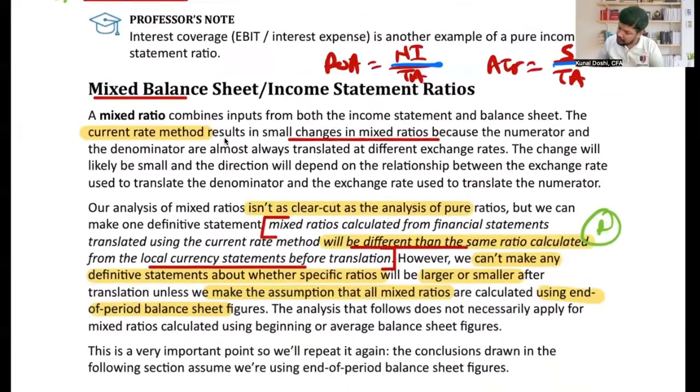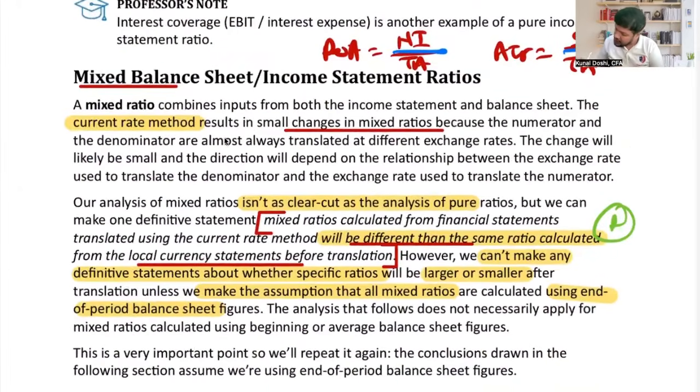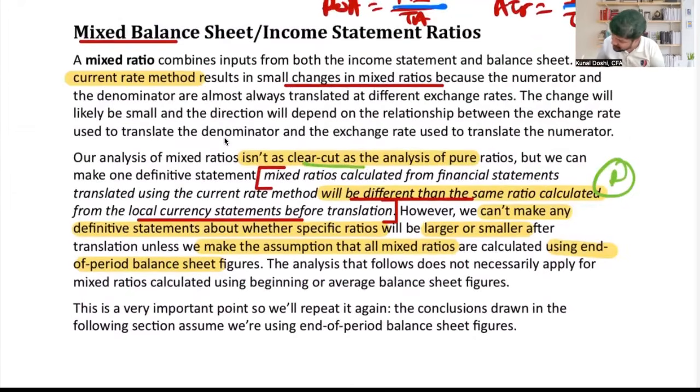A mixed ratio combines two different things. So is there a clear-cut analysis for this outcome? No, there is no clear-cut analysis. For mixed ratios, remember, you'll have to check all the ratios individually, one by one. You'll have to see whether the local currency is appreciating or depreciating. If the local currency is appreciating, then the current rate is higher than the average rate. In that case, for let's say ROA, return on assets, the denominator will be higher.